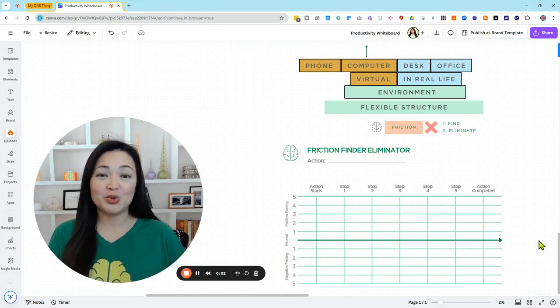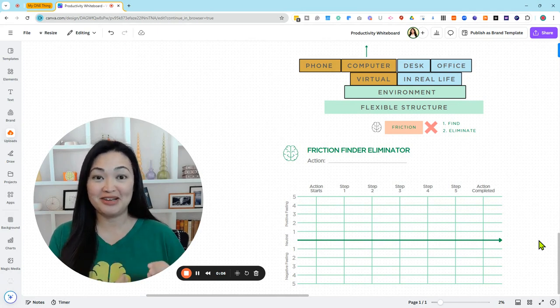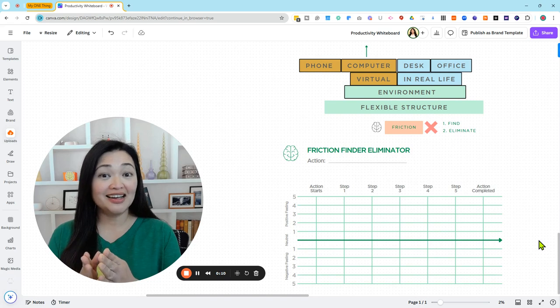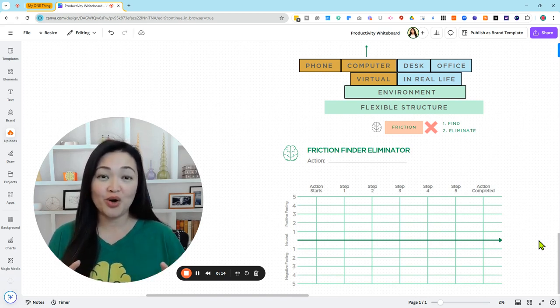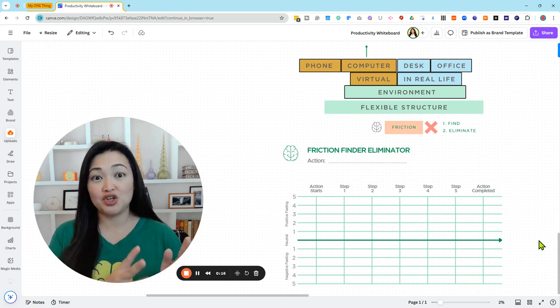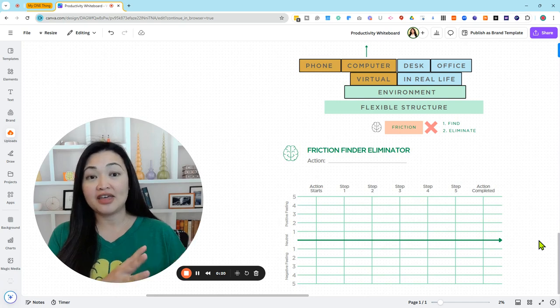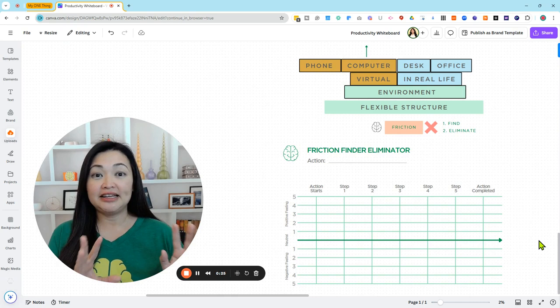In this video, we'll talk about what I call the friction finder eliminator. It's called that because it's meant to find and eliminate as many frictions as possible with a particular action that you want to accomplish or complete. This graph, I'll have that available to be downloaded so you can use it each time.